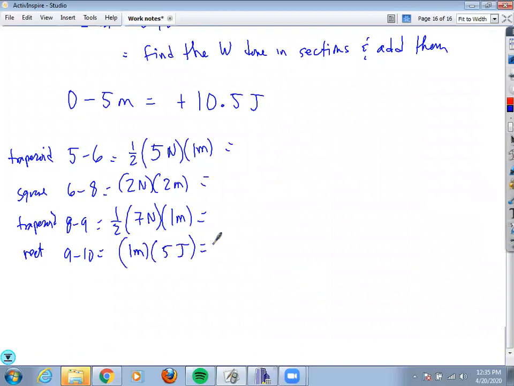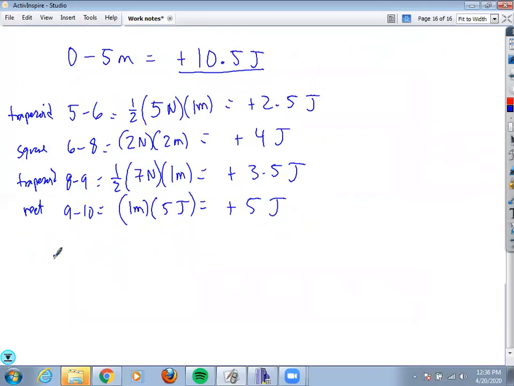And now we can figure out the areas, and we won't forget to add the first one. So 5 times 1 is 5 times 1/2 is plus 2.5 joules. That would be plus 4 joules. 7 times 1/2 is plus 3.5 joules, and plus 5 joules. So now the total work done would be the sum.